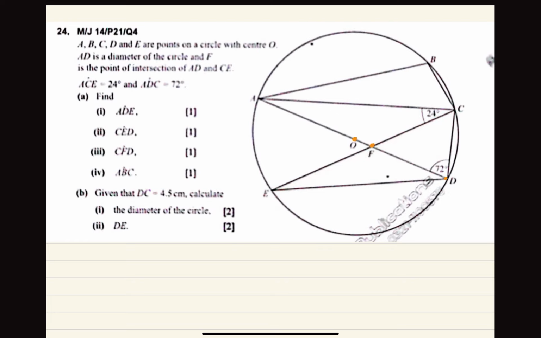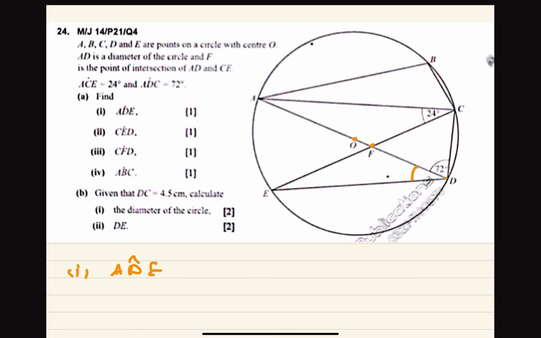What is given? Angle ACE is 24, and angle ADC is 72 degrees. We need to work out, first, angle ADE. Where is ADE? ADE is this angle. So this is very easy.